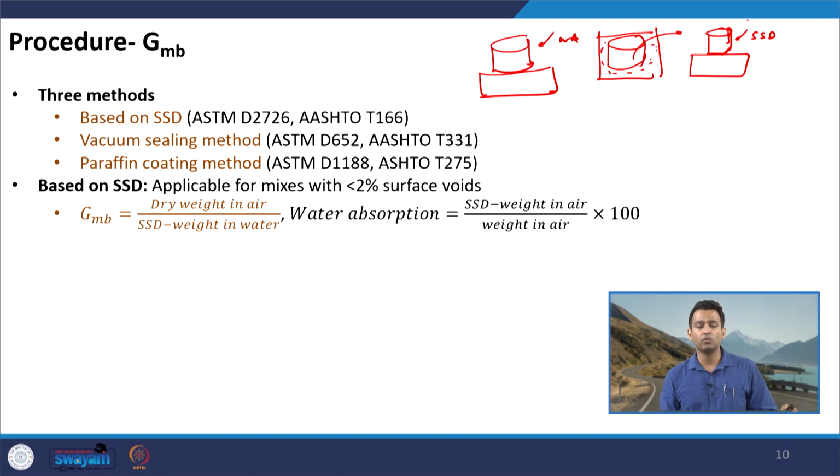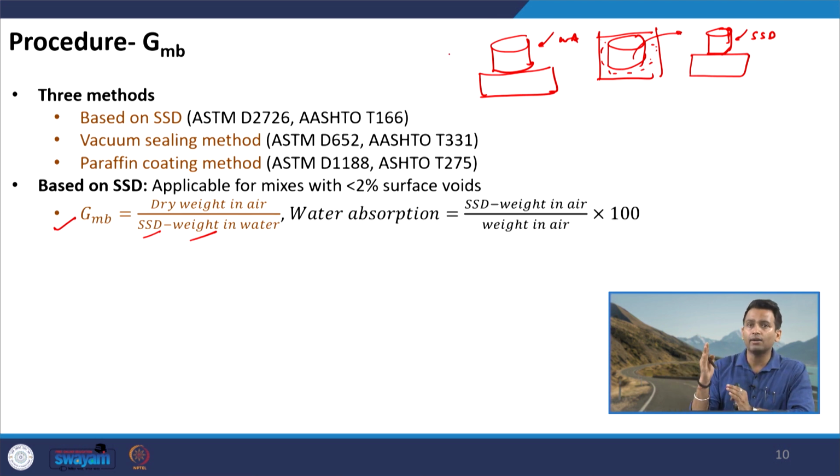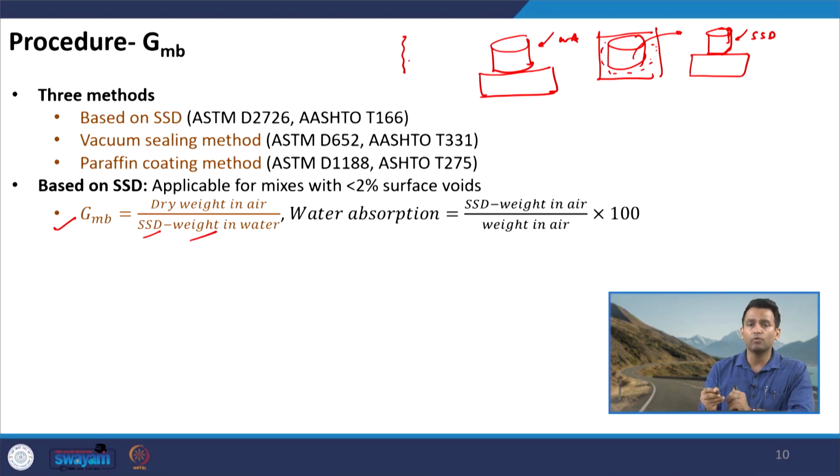Once we do that, using these three weights I can determine the bulk specific gravity of the mix, that is the dry weight in air divided by SSD weight minus weight in water. Similarly, I can also find out the water absorption, at least how much absorption has taken place, because the surface is not entirely smooth, is it not? It has some roughness because of the presence of these aggregate particles.